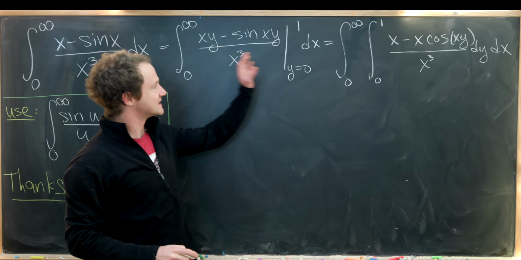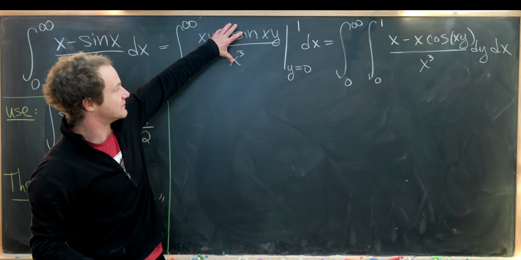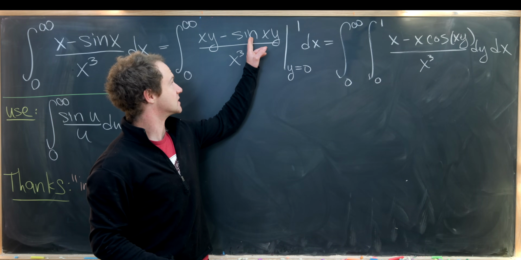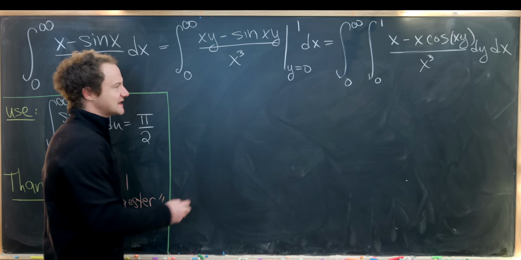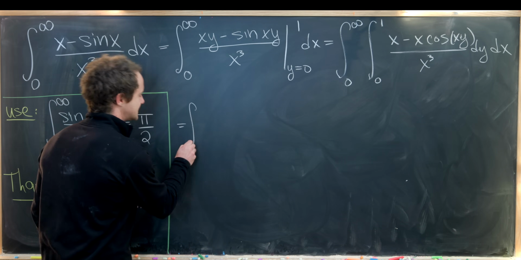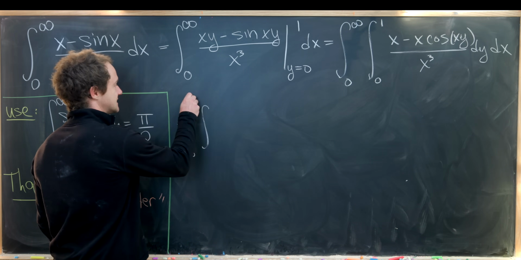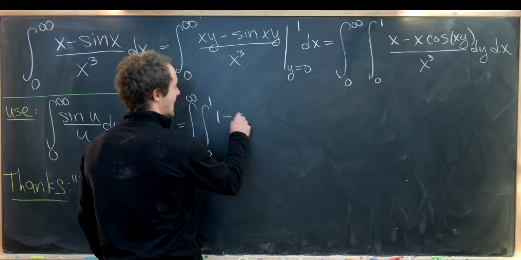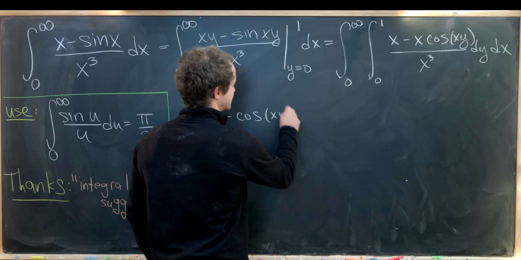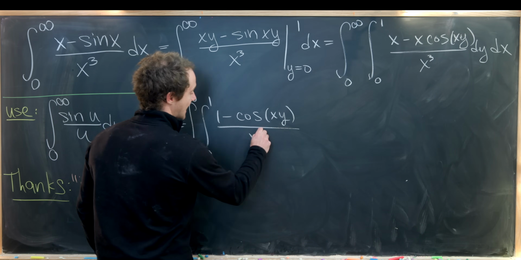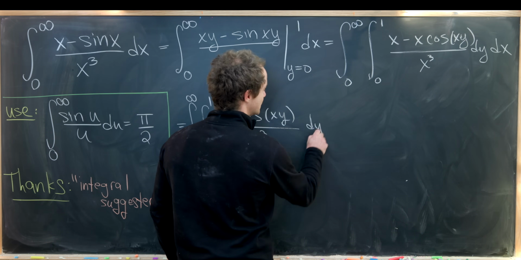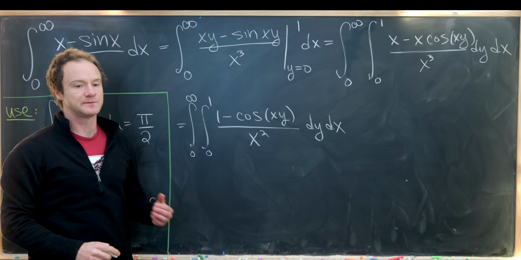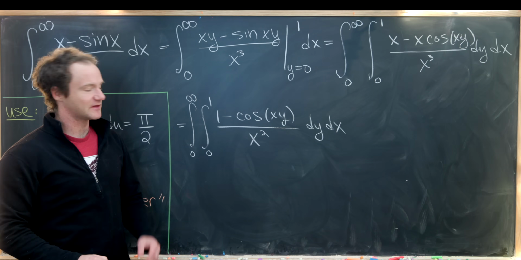So what did I do from this step to this step? I just took the derivative of this with respect to y, keeping in mind that I need to use the chain rule right here. But notice I get a little bit of simplification. I can rewrite this as the integral from 0 to infinity, the integral from 0 to 1 of (1 minus cos of xy) all over x squared, dy dx, where I just let those x's cancel.